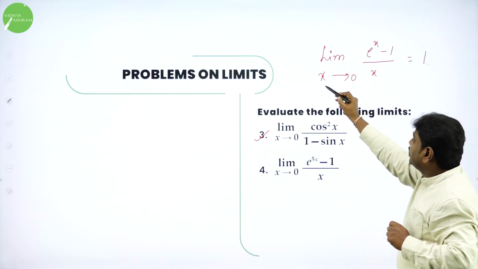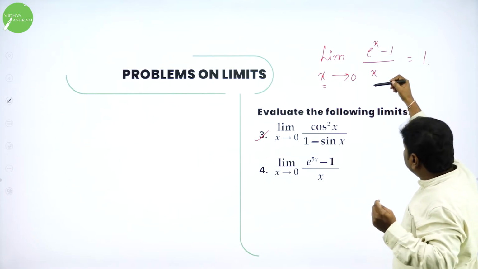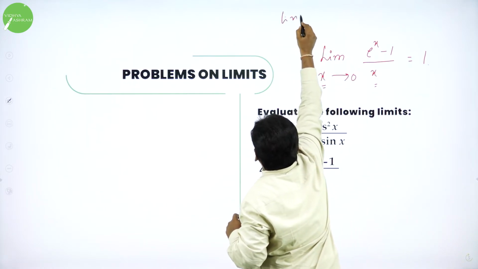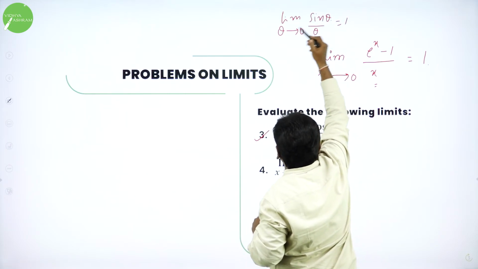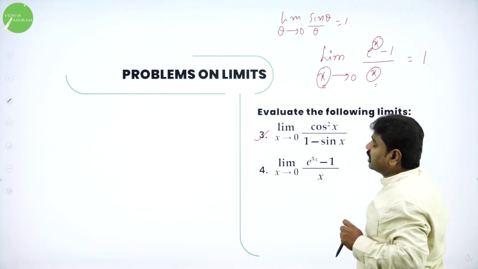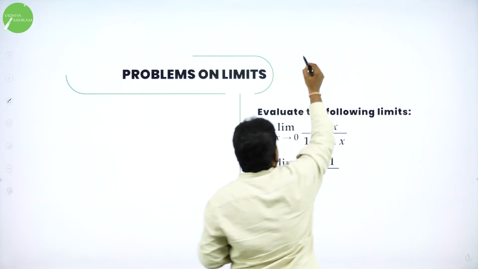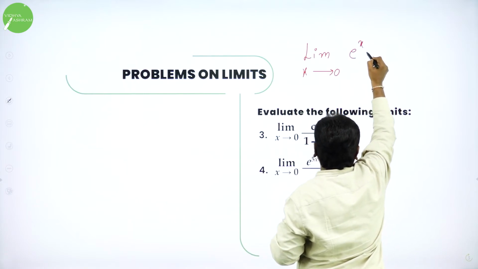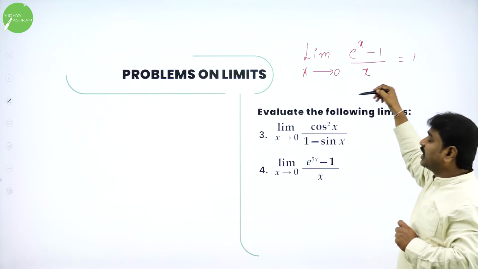The observation is simple. This and this, these three things should be the same: the power of e, the denominator, and this should match. Then it is 1. Like we have learnt, limit theta tends to 0, sin theta by theta is 1. It means if this and this are the same, the answer is 1. Like that, if the power, the denominator and this are the same, the answer is 1. So memorize the formula. Let me repeat: limit x tends to 0, e power x minus 1 divided by x in maths is 1. It means the power of e and the denominator should match, then it is 1.